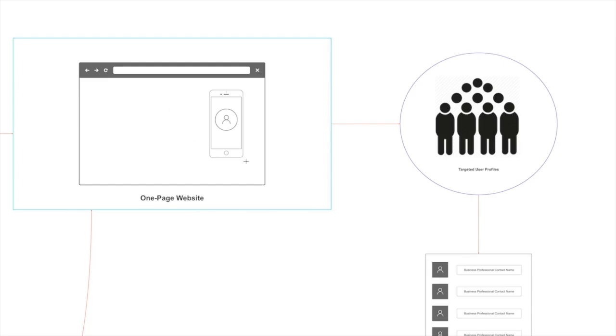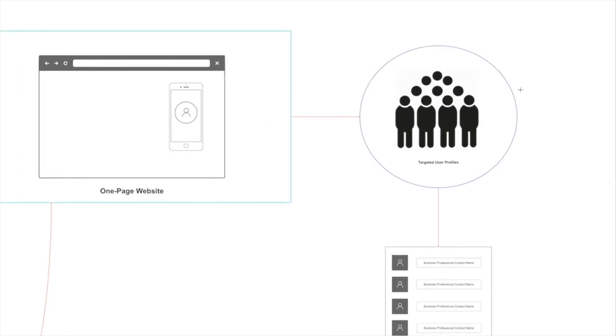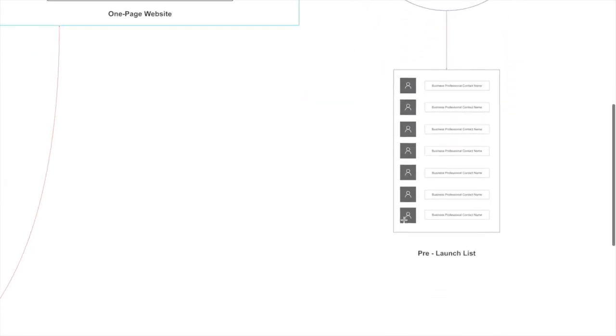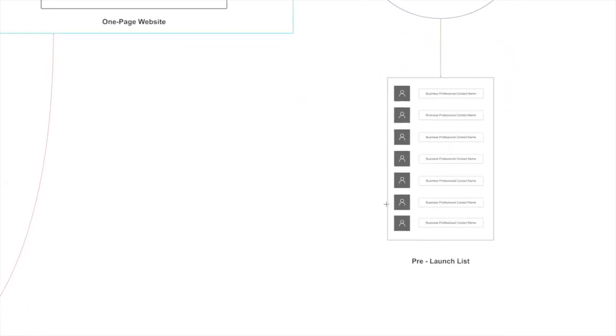And again, you have your website here. You take it and you start in your pre-launch targeted user profile, and you start building this large pre-launch list. Now, a question I get a lot is, how many people should I have on my pre-launch list? Well, obviously the more the better. But if you don't have 100,000 signups in your pre-launch list, or even 10,000, it's better to have maybe 500 to 1,000.